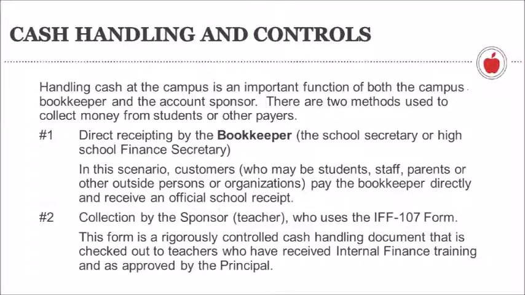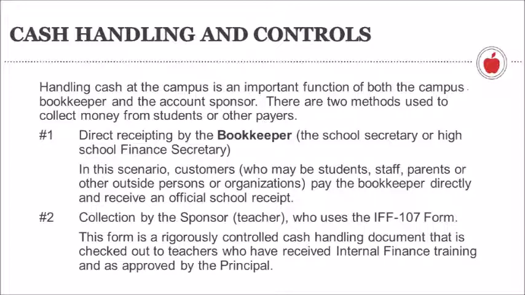Handling cash at the campus is an important function of both the campus bookkeeper and the account sponsor. There are 2 methods used to collect money from students or other payers. Direct receipting by the bookkeeper, the school secretary, or high school finance secretary. In this scenario, customers, who may be students or staff or parents or other outside persons or organizations, pay the bookkeeper directly and receive an official school receipt. Receipt books are not permitted on Fort Worth ISD campuses. The only person authorized to issue an official receipt is the campus bookkeeper.